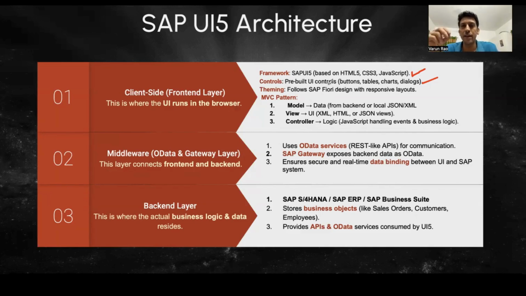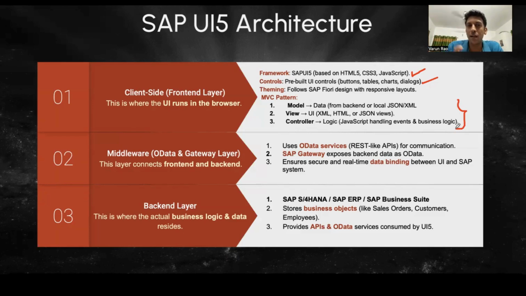Now, when we talk of the MVC pattern, I already told you that on the client side or front end side, you have an MVC architecture, wherein the model is the backend, the view is the UI, which is written in XML or HTML, and then you have the controller. The controller basically connects the view to the model and ensures that the handling or logic part is written in JS.